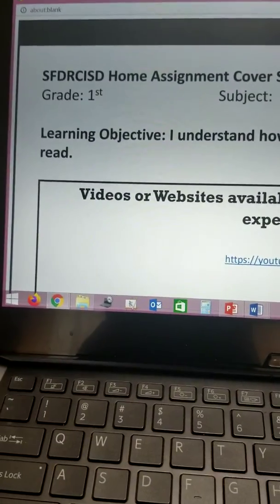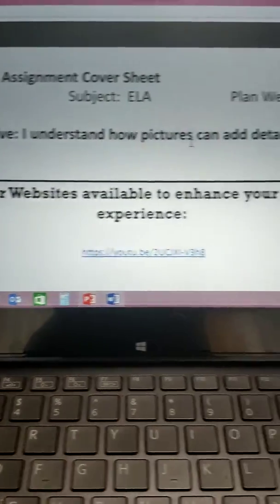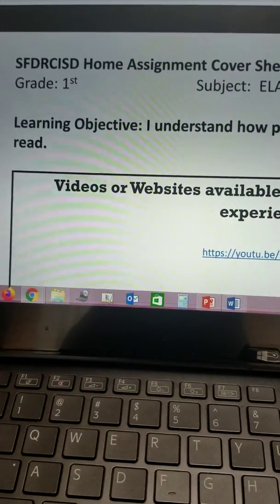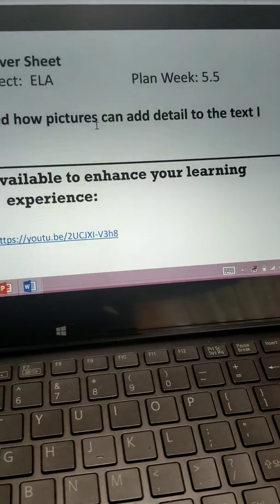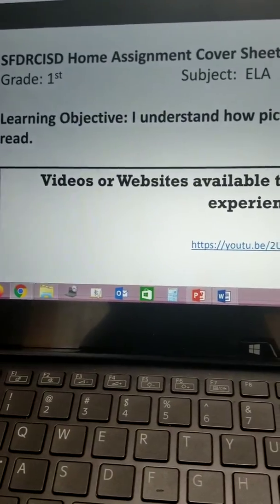Everybody, Ms. Gallegos here again, going over ELA for 5.5. Okay, our learning objective for 5.5: I understand how pictures can add detail to the text I read.